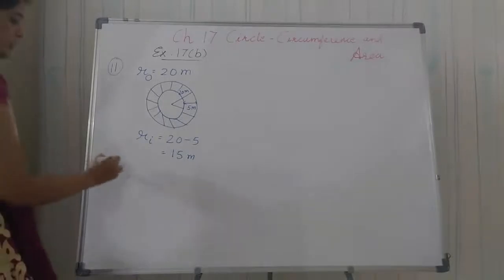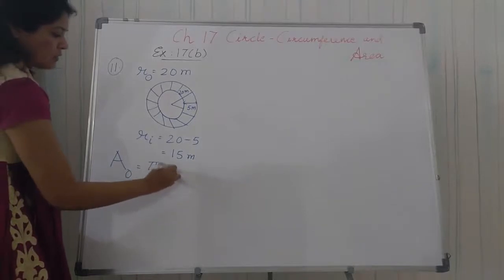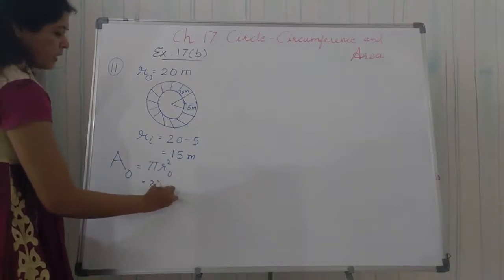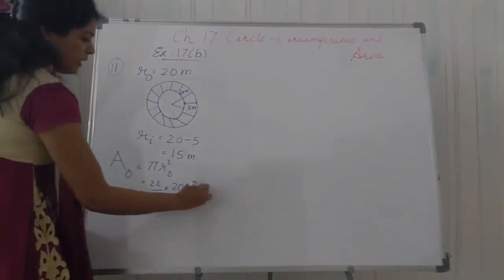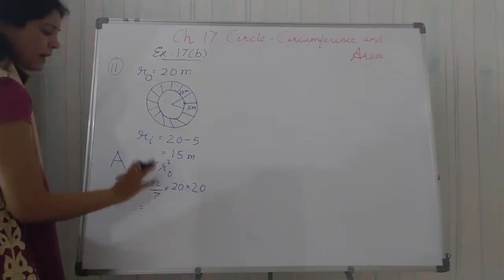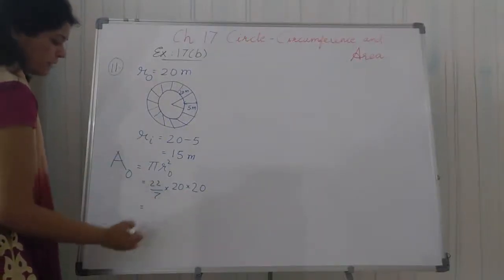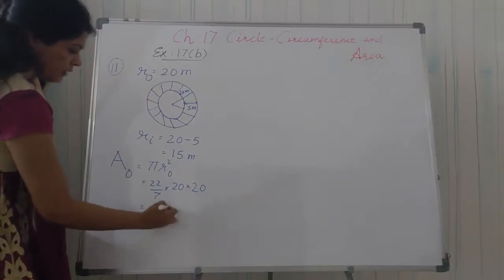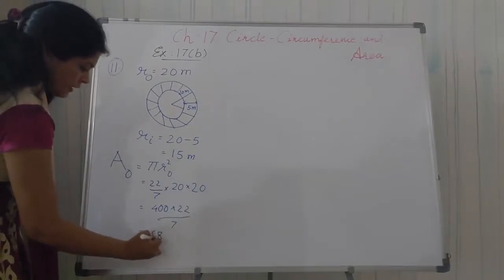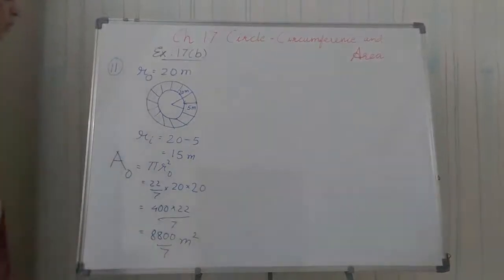Now what I told you that first of all I find outer area, that is pi r o square. For that, now 22 by 7, radius is 20 into 20. Okay, so let us calculate it. Or if I want to keep this pi as it is, you can keep. At last you can also take it as 22 by 7. Now here 400 into 22 divided by 7. So here 8800 divided by 7 meter square. This is our outer area.